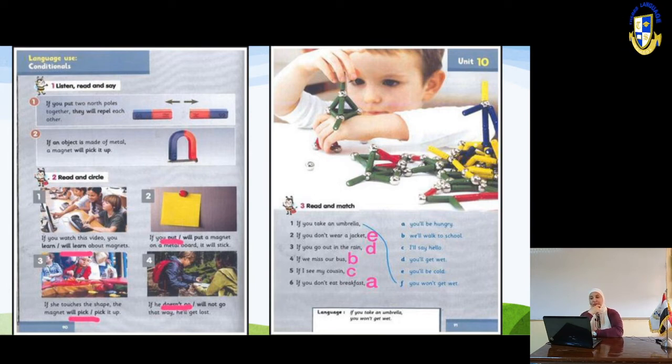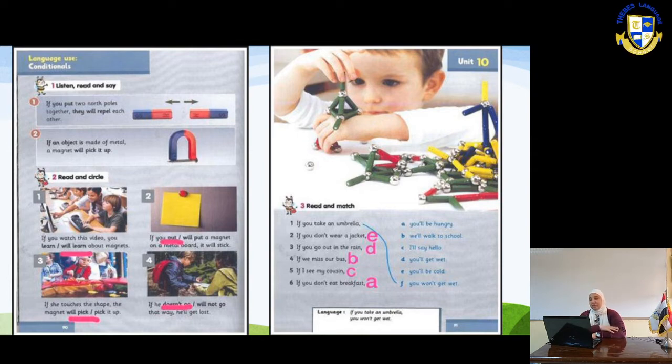Number 2, if you put, if you will put, can't be. If you put a magnet on a metal board, it will stick. Okay. Number 3, if she touches the shape, the magnet will pick it up. Number 4, if he doesn't go this way, he will get lost.